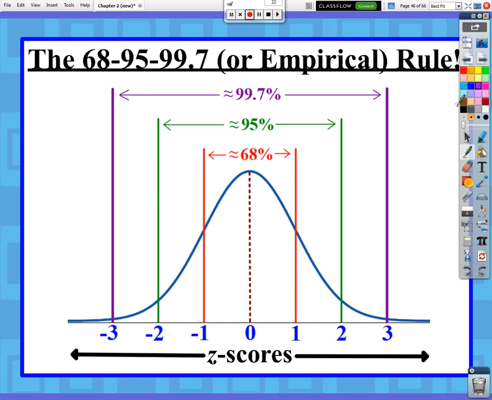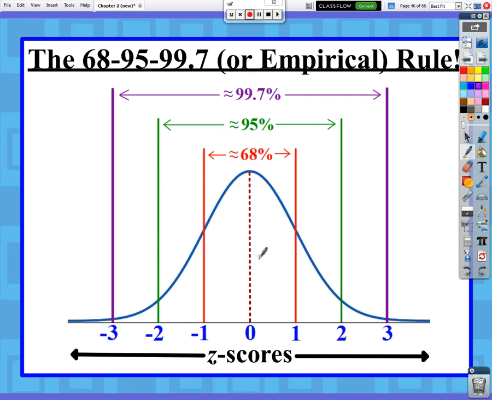So now here's the main thing that's kind of cool about normal distributions. I mentioned earlier that finding the area between certain regions on a normal curve would require calculus technically. But there are some approximations that have been given to us, and it's called the 68-95-99.7 rule, or it's also called the empirical rule. And here's how it works. It's really seen on a standard normal curve, but it applies to any normal distribution. Again, it applies to any normal distribution.